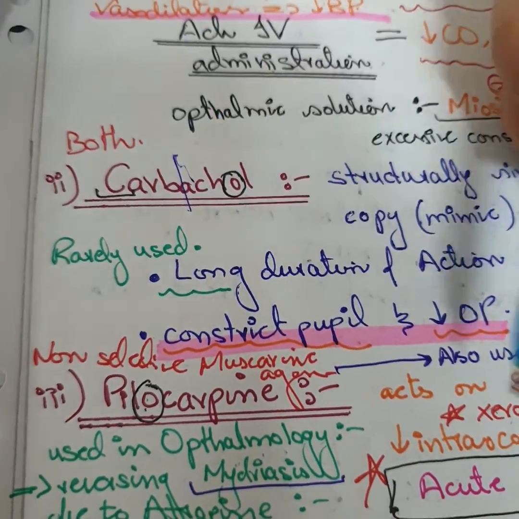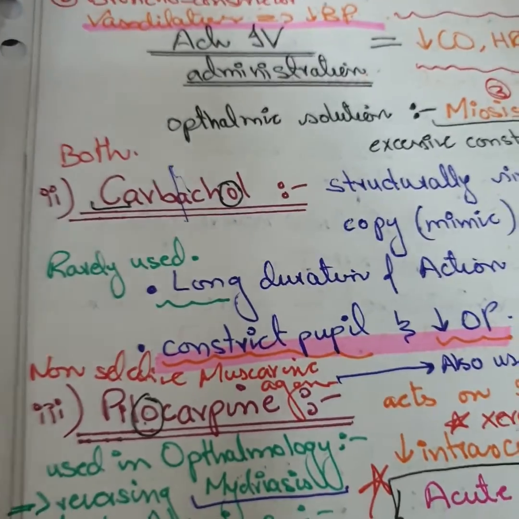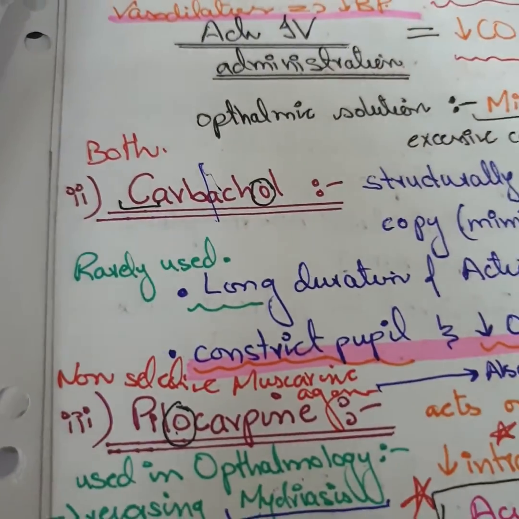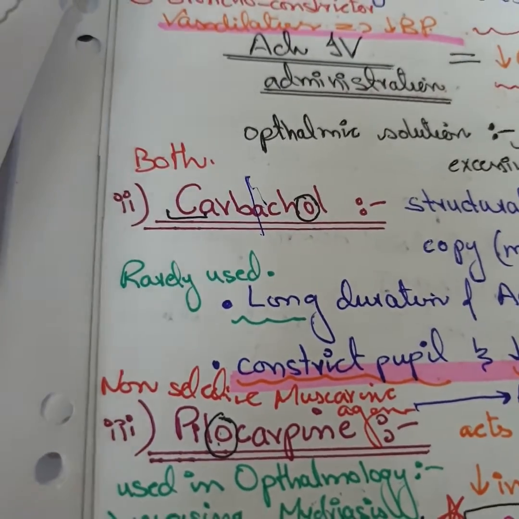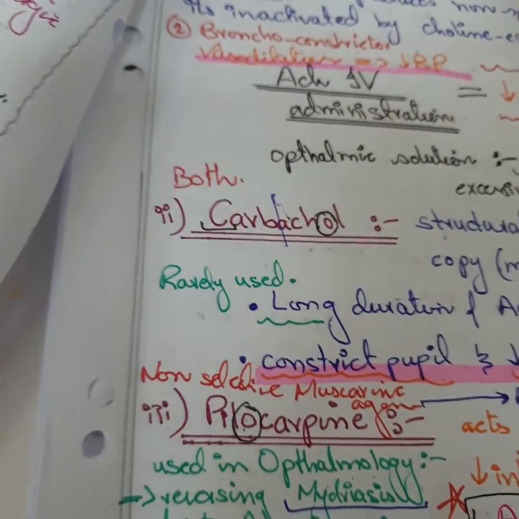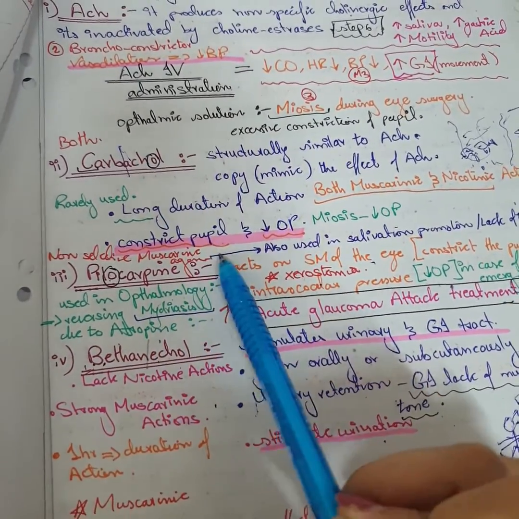Now for carbachol, when he has inhaled a lot of that smoke, it will lead to constriction of the pupil and a decrease in the intraocular pressure. So in this way we can remember carbachol. And this way we have studied carbachol, pilocarpine, and bethanechol.